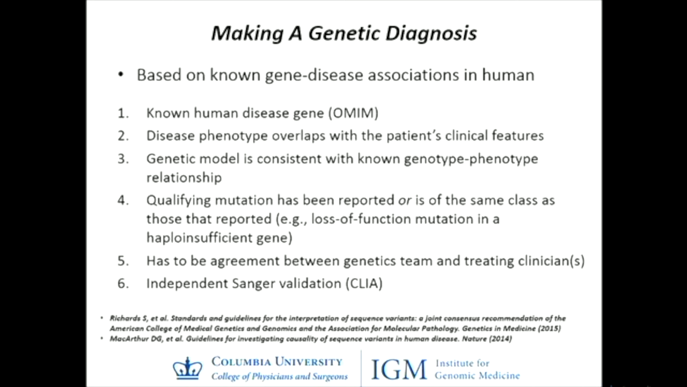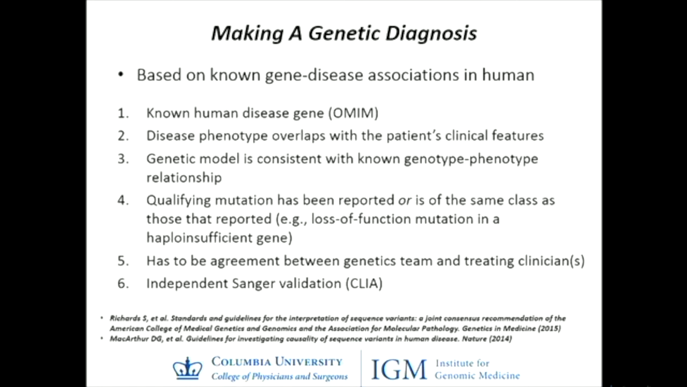But in a nutshell, the way it works is, firstly, the mutation that you see in the patient has to occur in an established human disease-associated gene. Moreover, the phenotype of the patient has to be judged to be similar to previous reports of what mutations in this gene have resulted in. Moreover, the genetic model has to be consistent, so you would expect to identify a recessive genotype if that gene's only ever been linked to human disease through a recessive inheritance model.